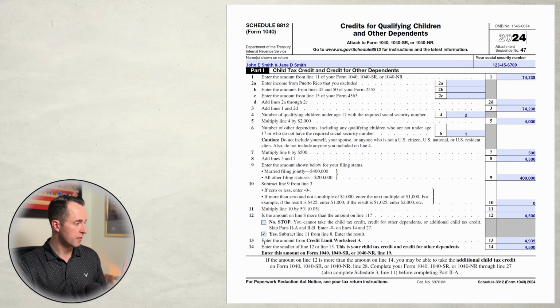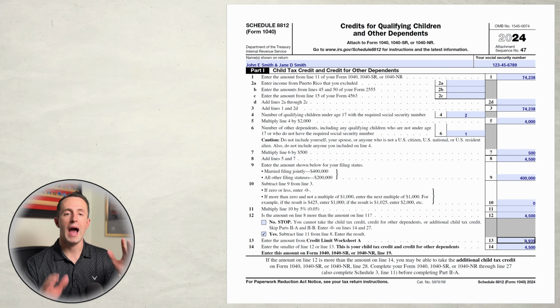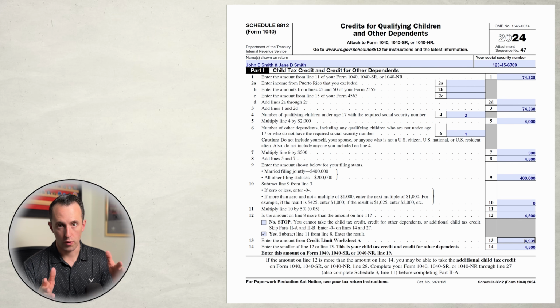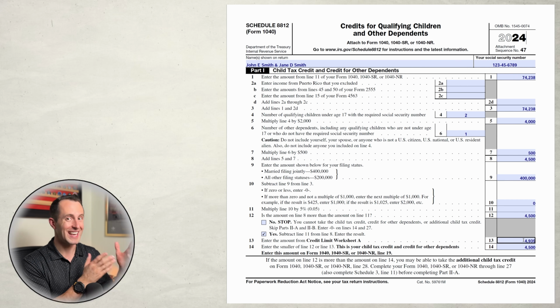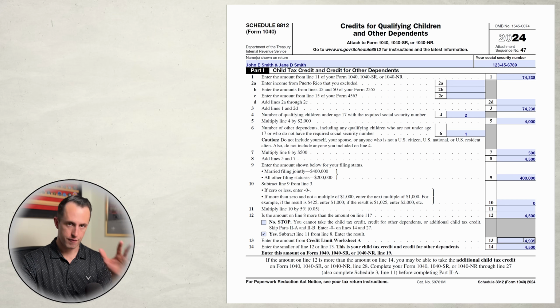So for line 13, enter the amount from the credit limit worksheet A. This amount is basically just going to be, for most people, how much money do you actually owe? So looking at line 18 on your IRS Form 1040, you're going to copy and paste it here. Don't worry, we're going to look at what that credit limit worksheet A is momentarily. But for now, it's going to be $4,939.